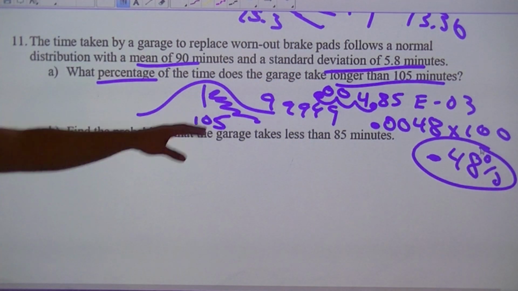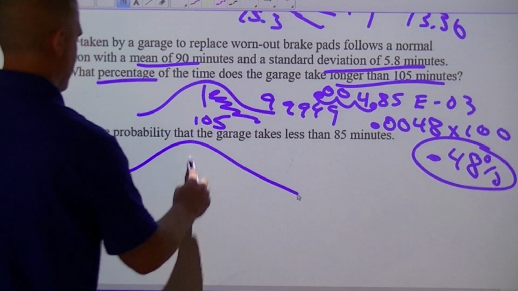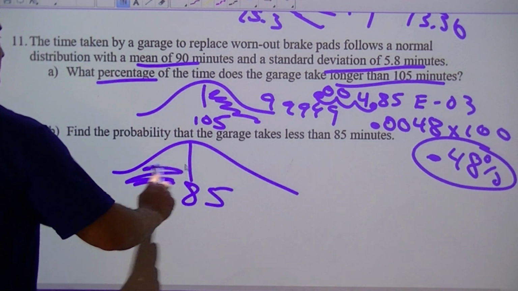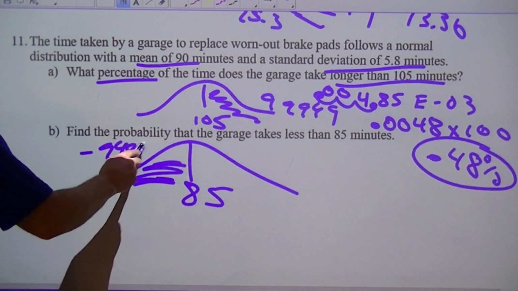Okay? What's the probability it's less than 85? So 85 less would be the negative 9s.